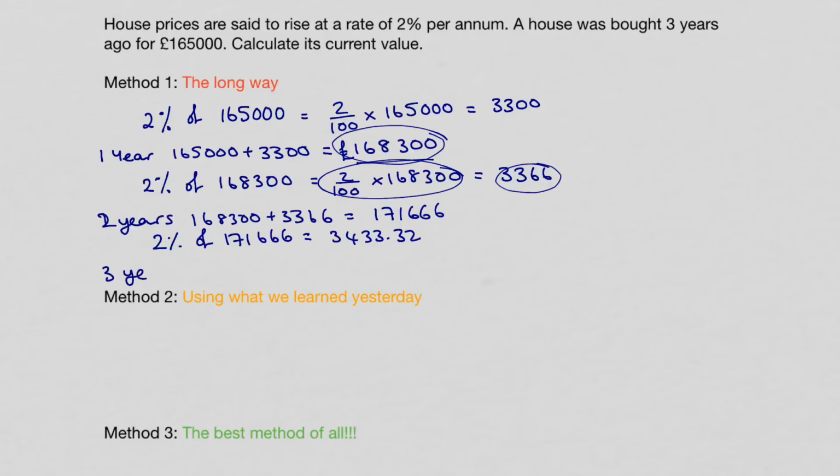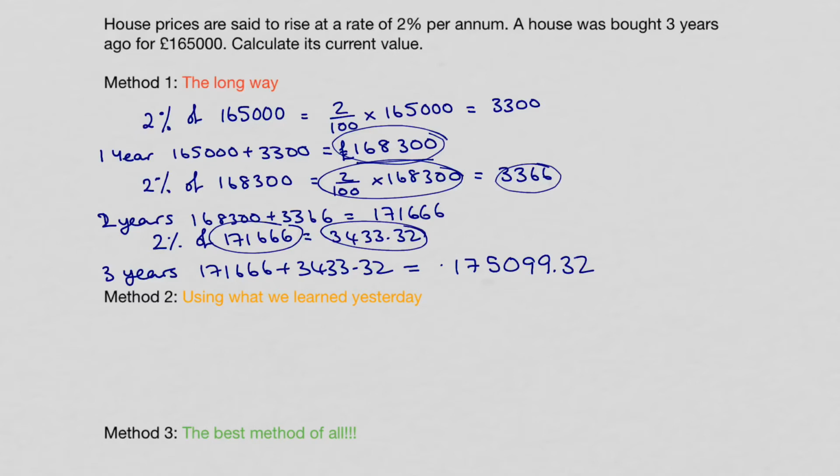So after 3 years, you'd have what you've got at the end of 2 years, add what we've got at the end of the third year, and that gives us 171,666 add 3,433.32 is 175,099.32. Okay, so £175,099.32. Although realistically, if you're talking about house prices, you're not bothering about the pence.